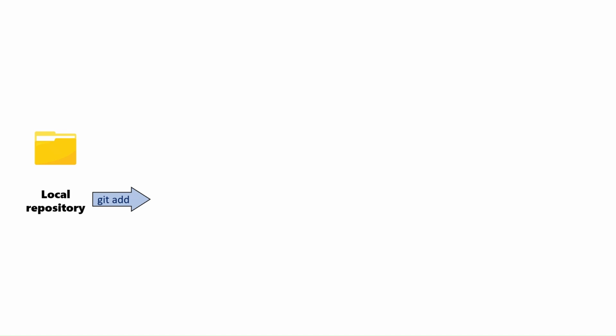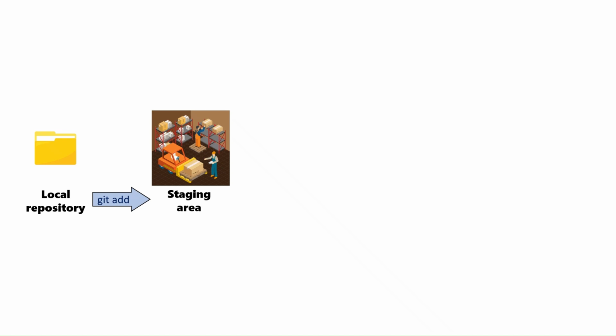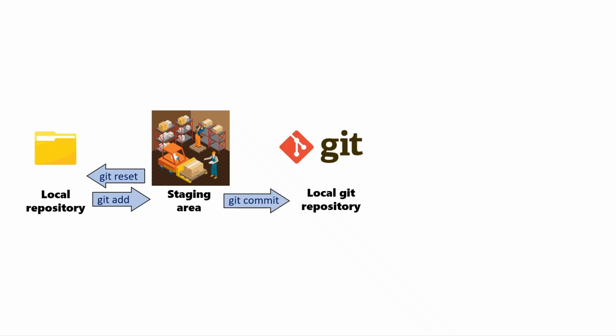It is not actually a screenshot, I'm just giving an analogy. It will store the details of that in the staging area, not in the committing phase. This is an intermediate stage between the local repository and Git. After putting it in my staging area, if I don't like it, I can come back to the local repository. For that, I have git reset. If I feel that what I had in the staging area is perfectly good and fine, then I will do git commit and it will store in the local git repository.